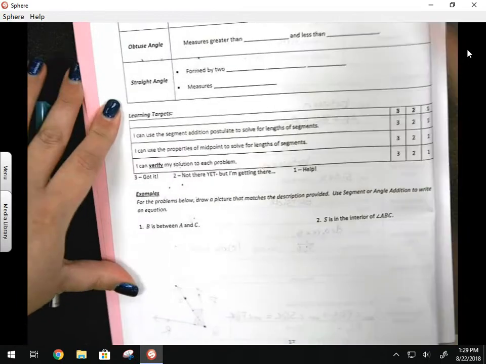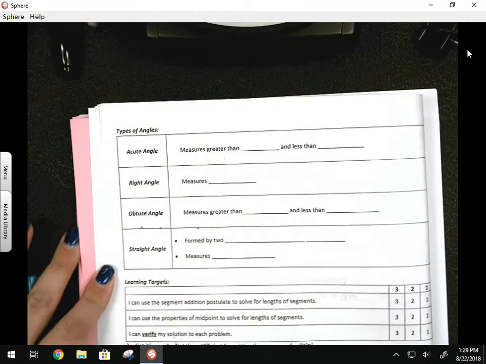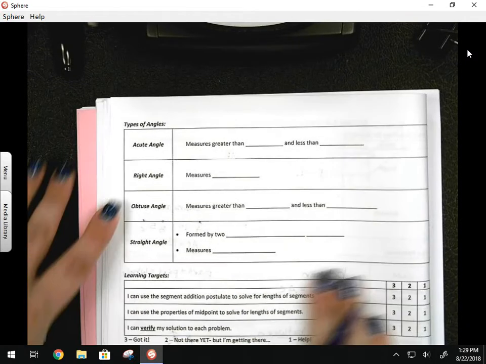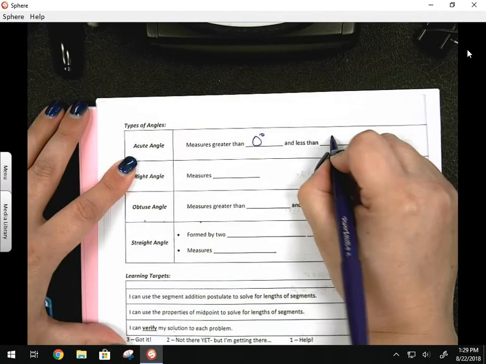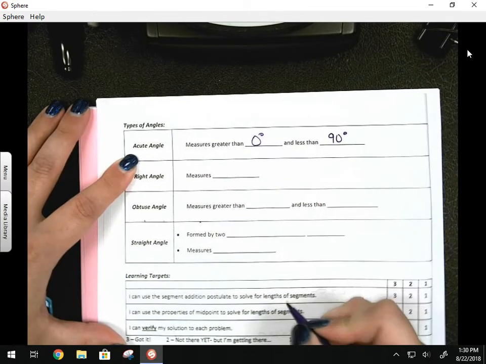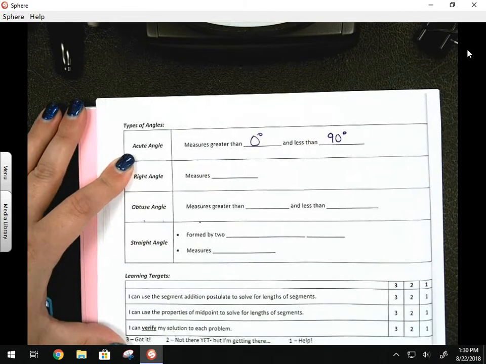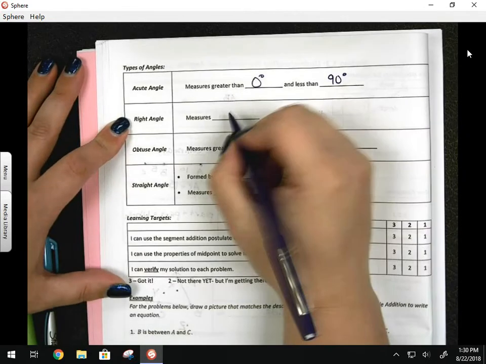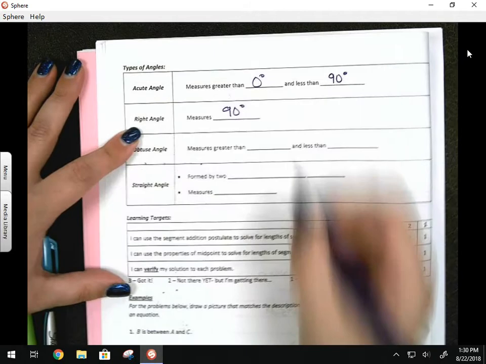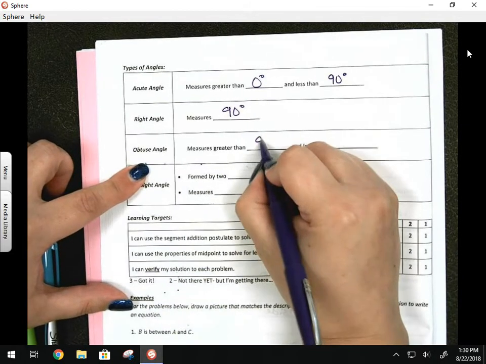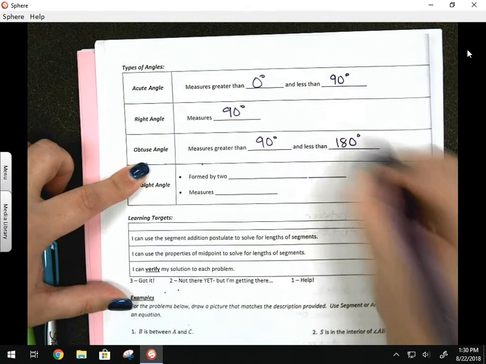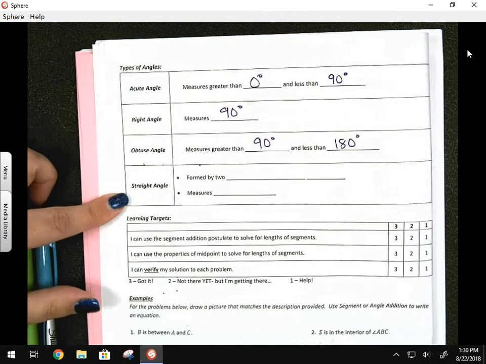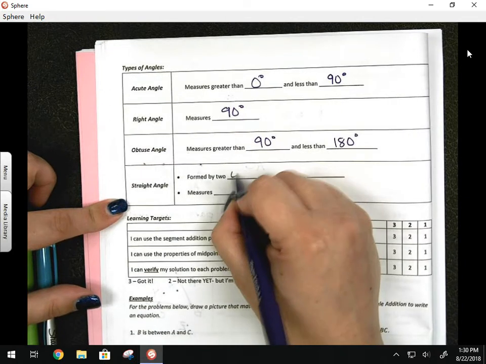A couple other things we've got to blow through real quick. I think you already know these words also, but an acute angle measures greater than 0 degrees and less than 90 degrees. So it's acute because it's little. A right angle measures exactly 90 degrees. An obtuse angle measures greater than 90 degrees but less than 180 degrees. A straight angle is formed by two opposite rays.